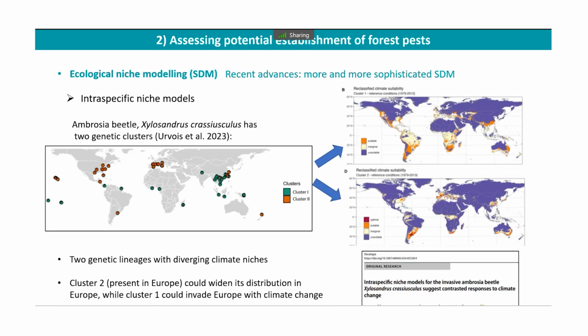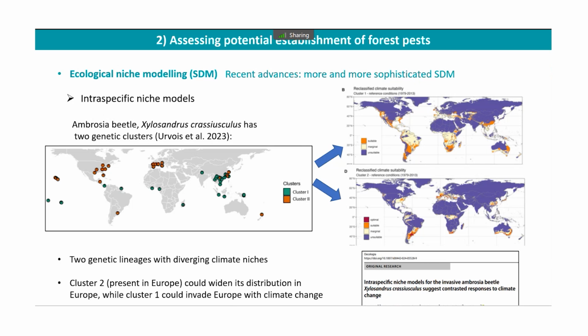Now I'm going to shift a little more to recent advances. First, regarding species distribution models, so far they were applied to a species. But we know that there are some genetic clades. For instance, this paper from Urwa et al. in 2023 considers the two genetic clusters of Xylosandrus crassiusculus. And in fact, these two genetic clusters that you can see on the map have diverging climate niches.